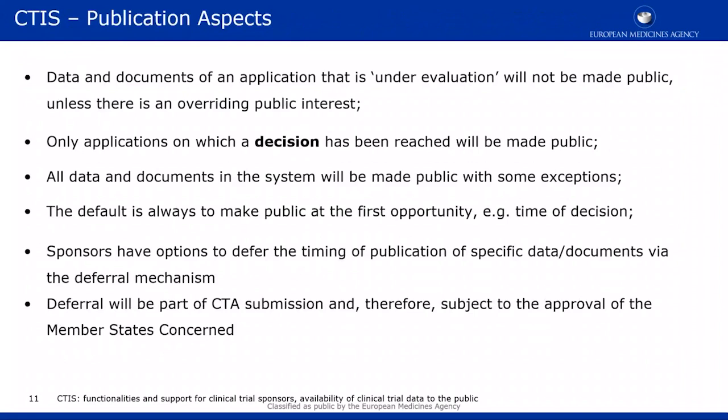Okay, next slide. So data and documents of an application that is under evaluation. So I'm expanding on the transparency rules. They will not be made public unless there's an overriding public interest. For example, in COVID, this is overriding public interest. Only applications on which a decision has been reached will be made public. All data and documents in the system will be made public with some exceptions. Default is always to make public at the first opportunity, the moment of decision. Sponsors have the option to defer the timing of publication via a deferral mechanism. And sponsors have to indicate this when they submit a trial. They have to motivate the reason for deferral, and the member states have to confirm this.